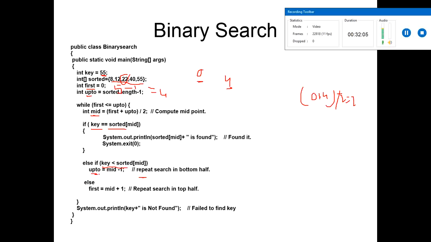Up to, I will compute as mid minus 1. I computed the mid as 2. 2 minus 1 is 1. So up to will have 1.